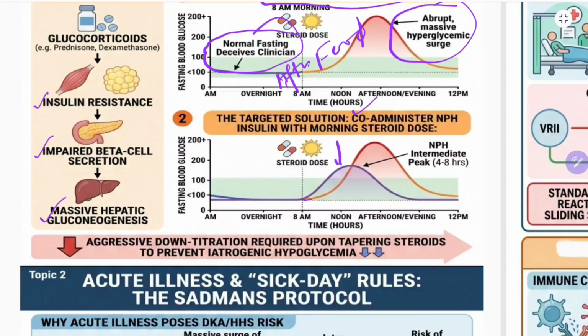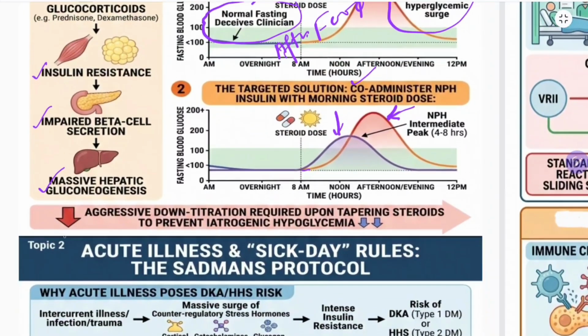So this is the insulin and this is the glucose surge after steroid. Usually the steroids are given in the morning. Okay. Now one thing to remember is that aggressive down-titration is required upon tapering steroids to prevent iatrogenic hypoglycemia.